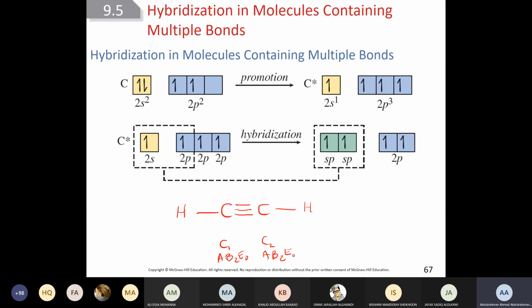And what hybridization are we going to have? SP. And this one? Also the same, SP. What are you going to mix then? 1s with what? 1p only. And how many p orbitals will be left? 2, 2p. So we're going to make sp and sp like this, and 2p orbitals will be left like this.